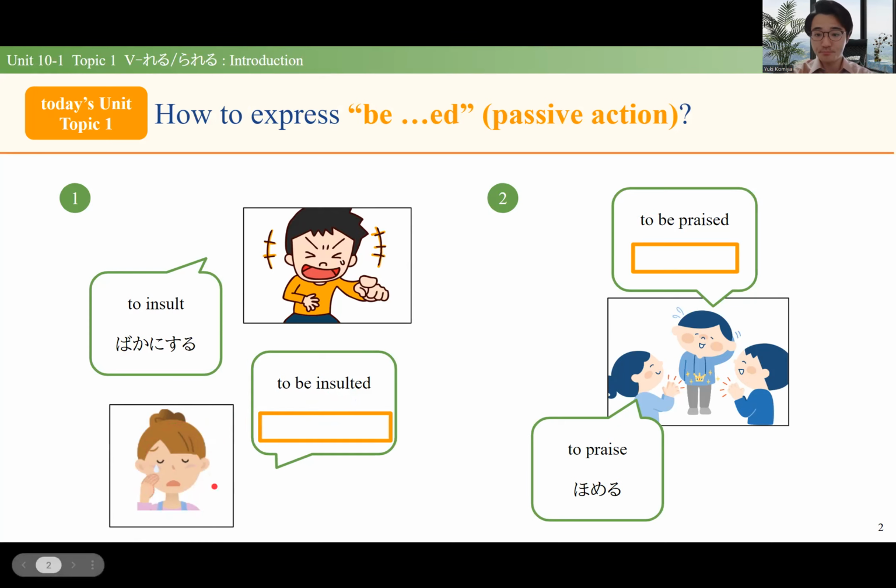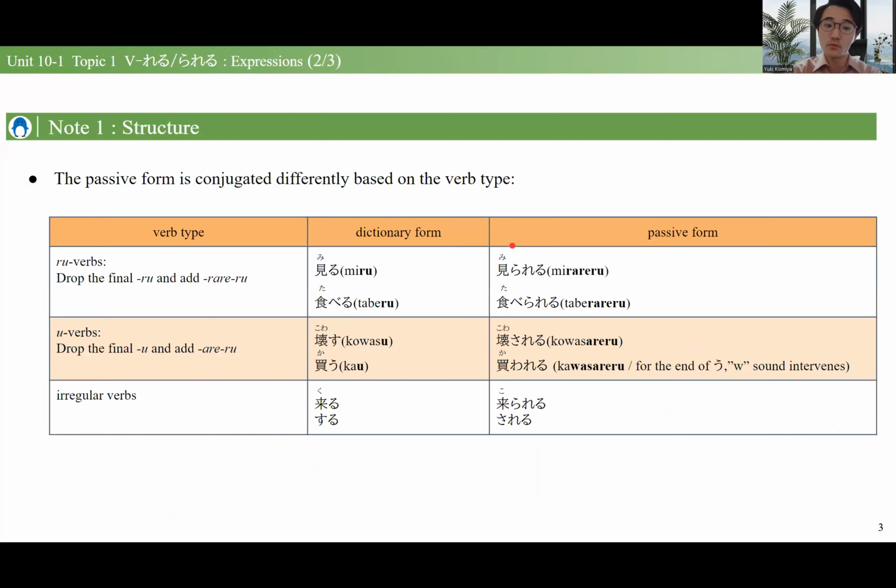So that's the passive. And when you think of somebody praising someone else, there are the people who are praising this guy, and then this guy is being praised. So this guy is being praised, so that's where we use the passive form. So basically, just to be done. This is the idea of passive, and for that we need a special form called passive forms in Japanese.